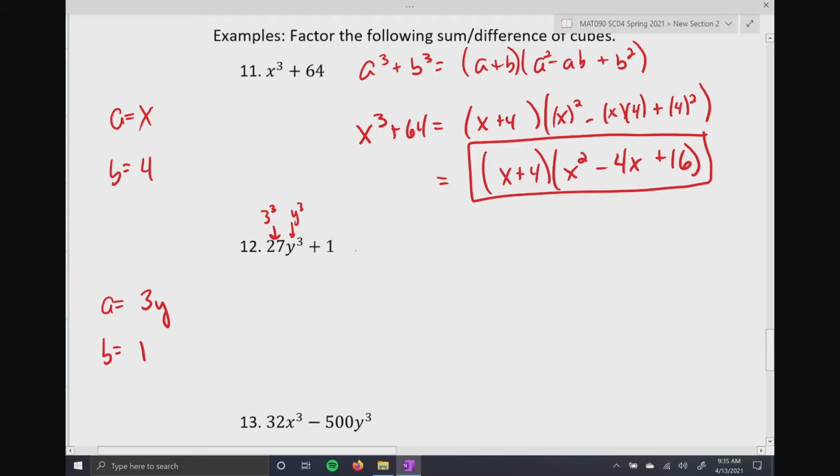So let's go ahead. Let's use our formula. Wherever we see the letter A, we're going to write 3y. Wherever we see the letter B, we're going to write 1. So I get 3y plus 1. And then 3y, quantity squared, minus 3y times 1 plus 1 squared.